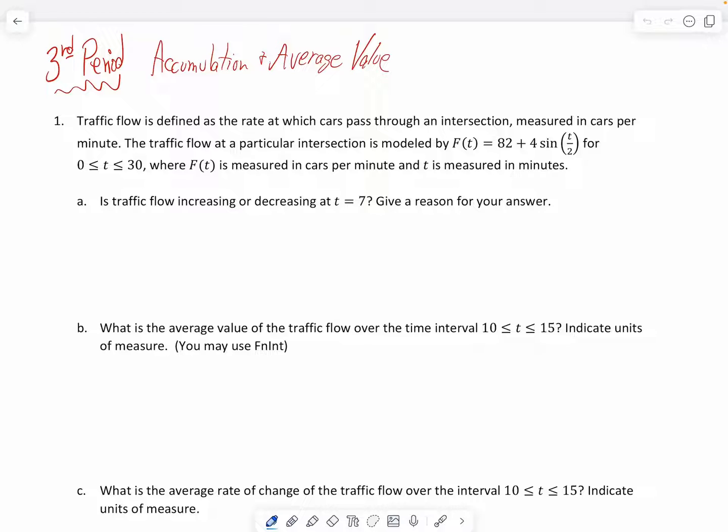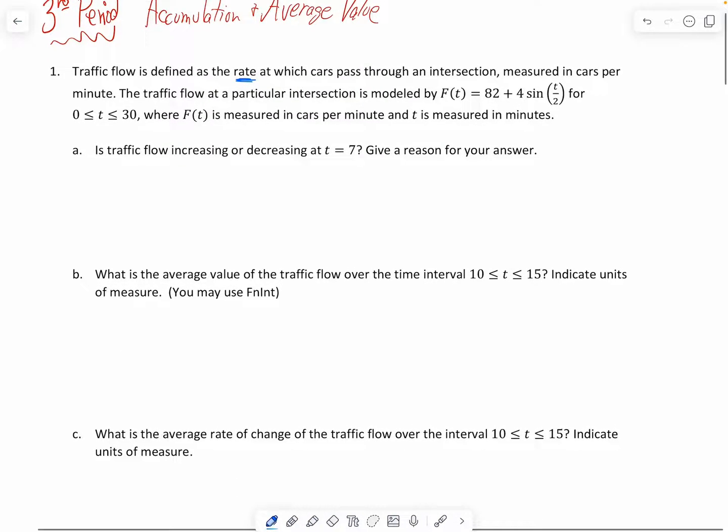Traffic flow is defined as the rate at which cars pass through an intersection, measured in cars per minute. The traffic flow at a particular intersection is modeled by big F of t equals 82 plus 4 sine of t over 2, for t from 0 to 30 minutes, where F of t is measured in cars per minute and t is measured in minutes. There are three pieces to this problem. Part A: is traffic flow increasing or decreasing at t equals 7?